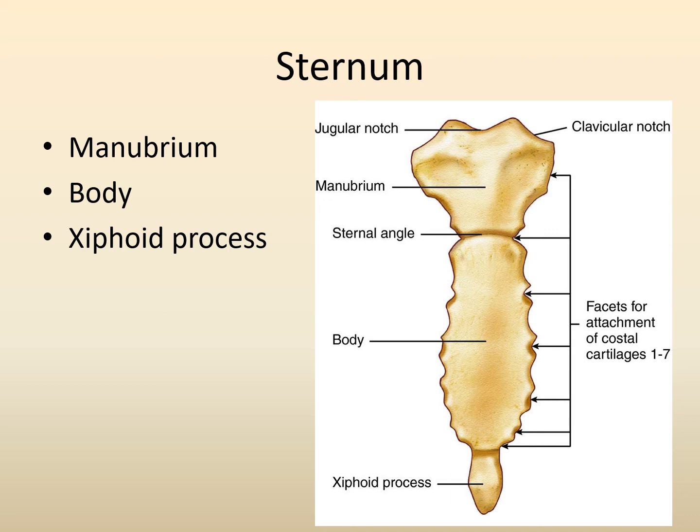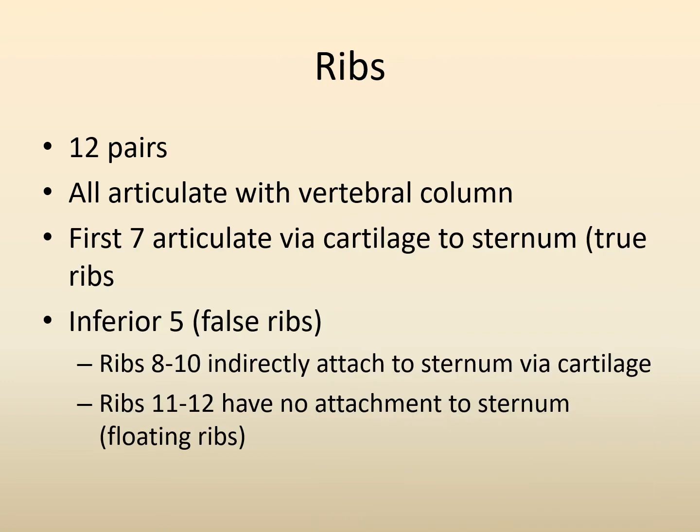You do not want to be positioned on the xiphoid process, which is down here at the bottom, because if you are applying pressure to the xiphoid process, it can break. It can be pushed down, even if it doesn't break off from the sternum, and puncture the liver, which is right below it. So you want to be positioned over the body of the sternum when doing CPR.